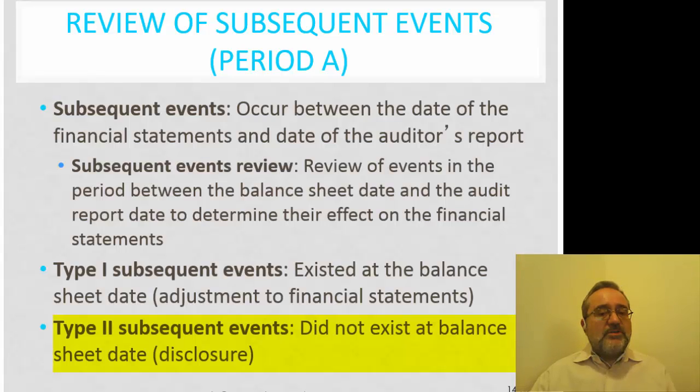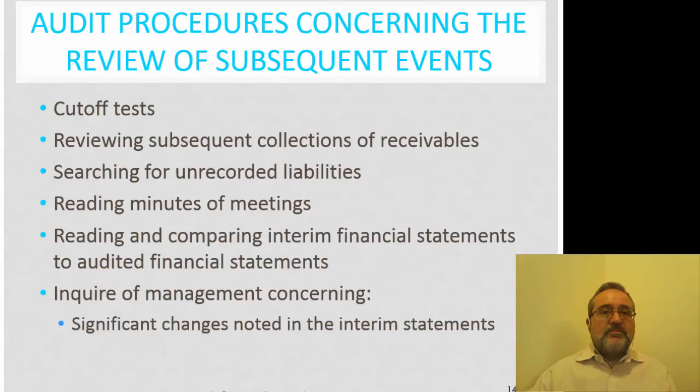So what we might do here, we certainly aren't going to change any of the balance sheet information, but we would disclose the fact that this occurred and disclose what the impact is on it, maybe on earnings per share, cash, and other types of events. So that is a type 2 event, a subsequent event that did not exist at the balance sheet date.